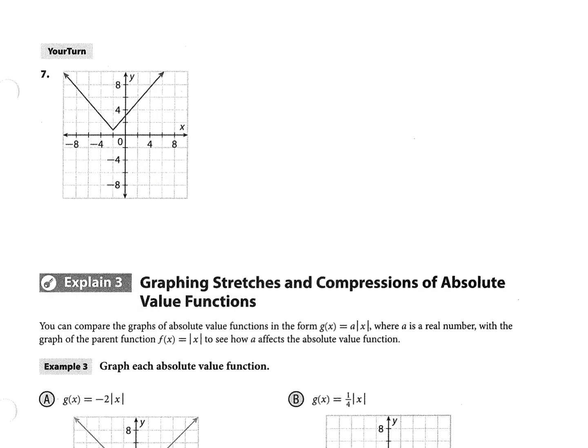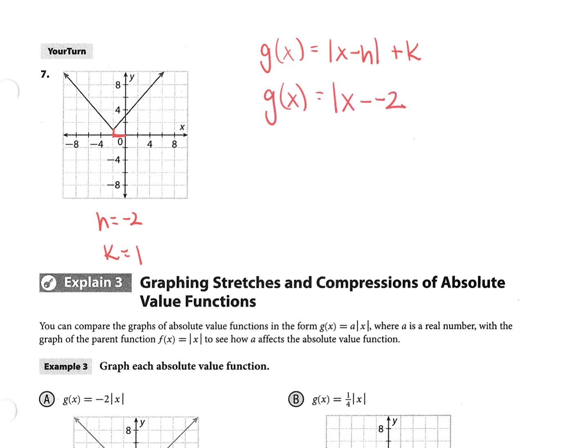Our turn, number 7. Remember, we're using that function x minus h plus k. This one is shifted 2 to the left, so that means h is negative 2, and it is shifted up 1, so k is positive 1, which means our function should say x minus negative 2 plus 1.